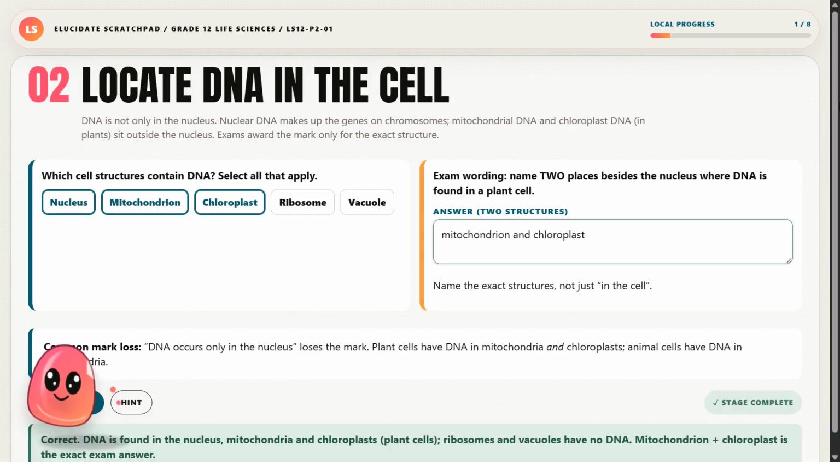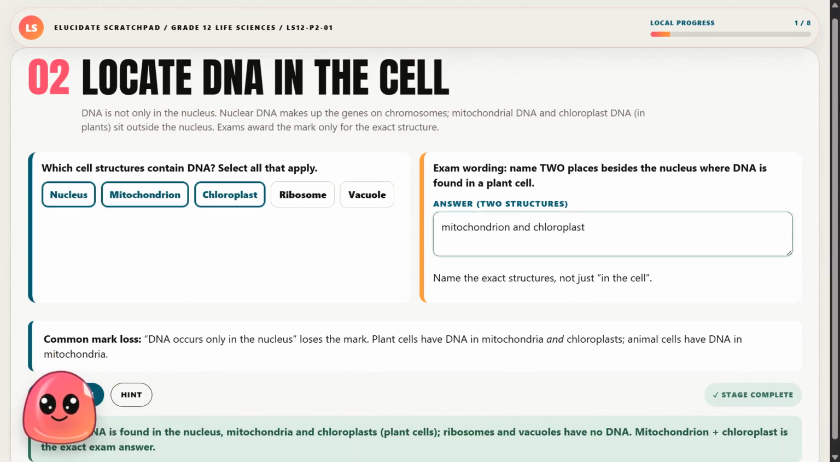The Scratchpad asks two location questions. First, tick every cell structure that contains DNA. And then, name two places besides the nucleus where DNA is found in a plant cell. The answer: nucleus, mitochondrion and chloroplast contain DNA, ribosomes and vacuoles do not. And the written answer is, mitochondrion and chloroplast. Those are the exact words the memo wants.